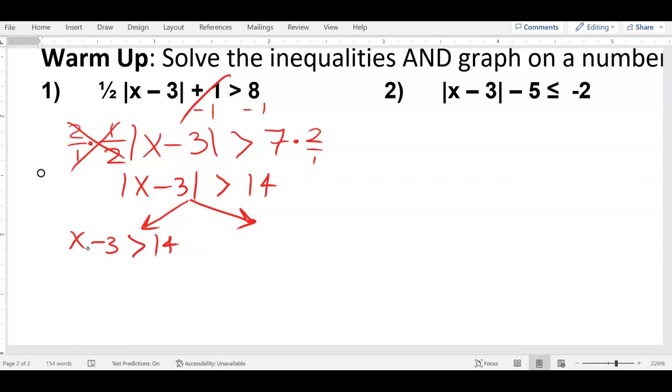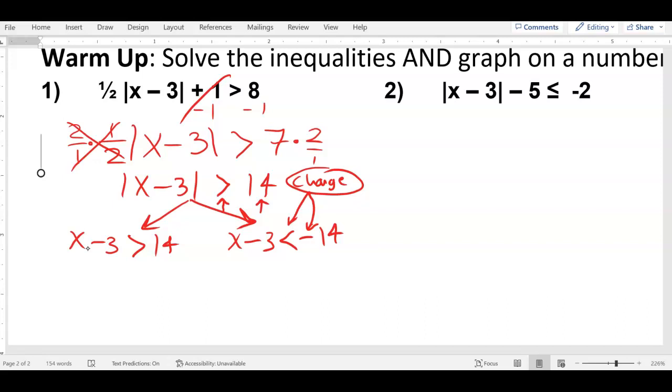But the other one, I have to change 2 things. I have to change the inequality, and I have to change the sign, positive or negative. So let's write this. X minus 3 is the same, and instead of a greater than sign, it's going to be a less than sign. And instead of a positive 14, I'm going to have a negative 14. Okay, so this and this change. Okay, that's very important that you flip the inequality and you change the sign.